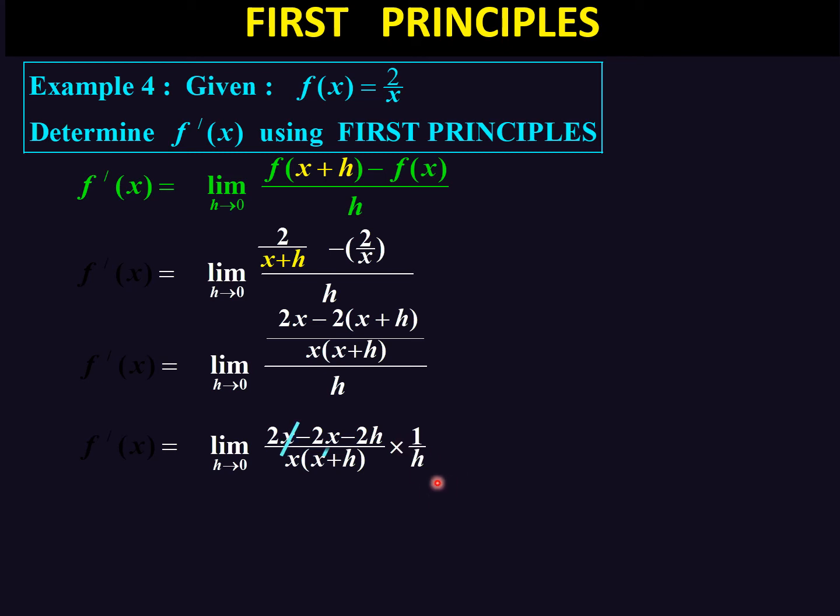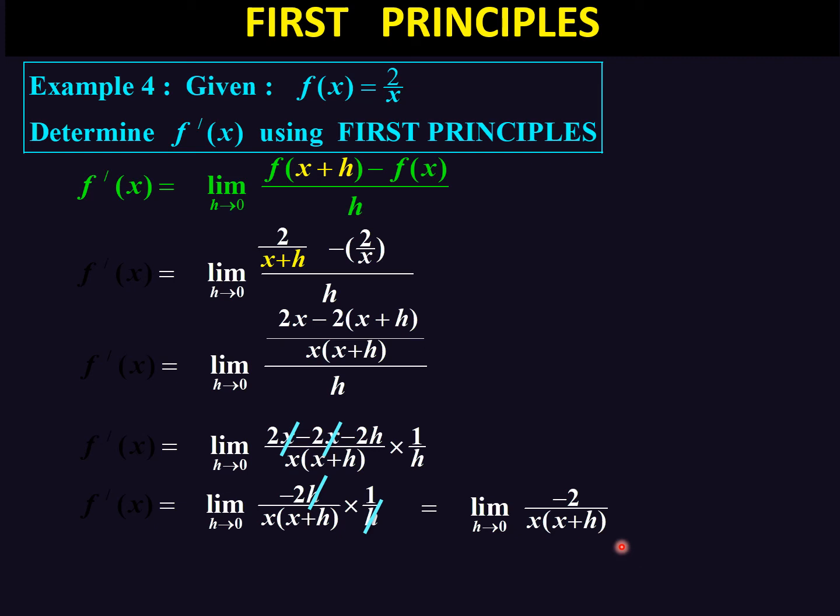We can simplify. You can see the two x's neutralize each other. This h is not 0, so I can divide by that h, and that h. And I then end up with a simplified expression there. Because the denominator is not 0, I can substitute 0. And I end up with that. X times x is x squared. And there's the derivative of 2 over x.